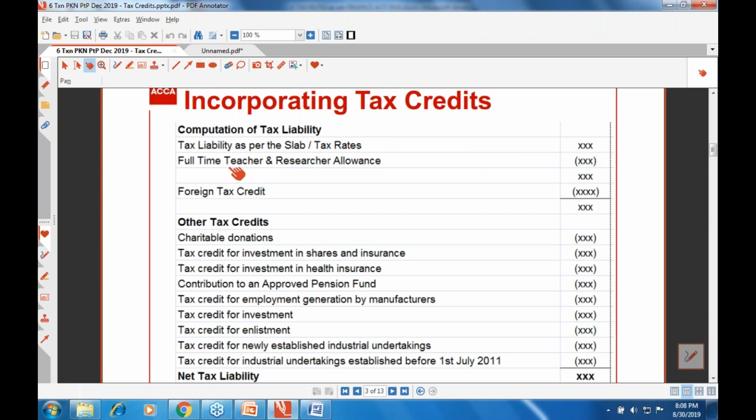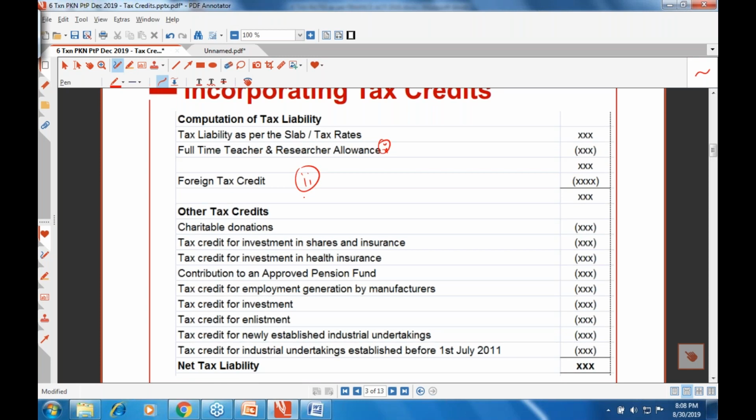Then what you do is that you deduct the full-time teacher and researcher allowance. What exactly is it? I'm going to explain this full-time teacher and researcher allowance. Then the next situation is you have a foreign tax credit. What exactly is this? I'm going to explain this also. Then there are other tax credits which include the charitable donations, etc., and there's a long list.